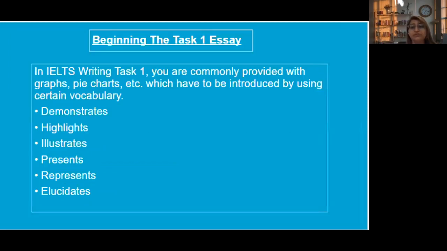So whenever you want to start your task one, what is the beginning? How can you start your task one? You can write: the bar graph demonstrates, the pie chart highlights, the line graph represents, or the bar graph illustrates, represents, elucidates. So you can use this vocabulary to start your report writing.